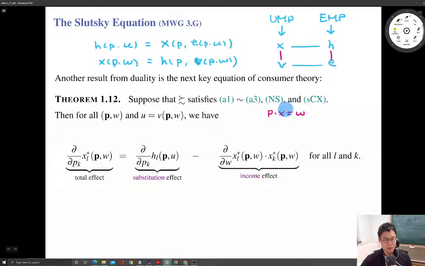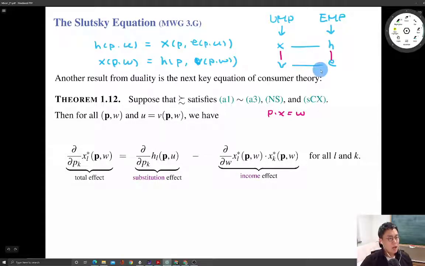Okay, and then one more assumption on preference relation is strict convexity. This assumption is necessary for differentiability of the demand function. In the derivative version of the Slutsky equation, we use the derivative of the Walrasian demand and Hicksian demand with respect to price. But for differentiability of demand functions, strict convexity is essential, though not sufficient. So although we cannot guarantee that these two demand functions are differentiable, at least this assumption is necessary.